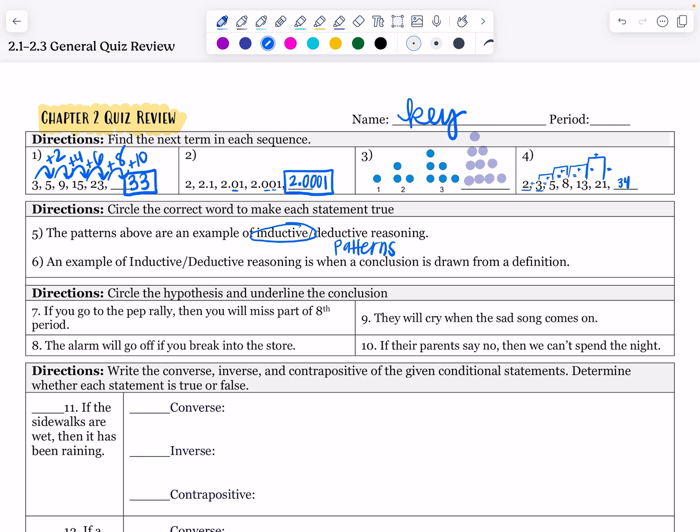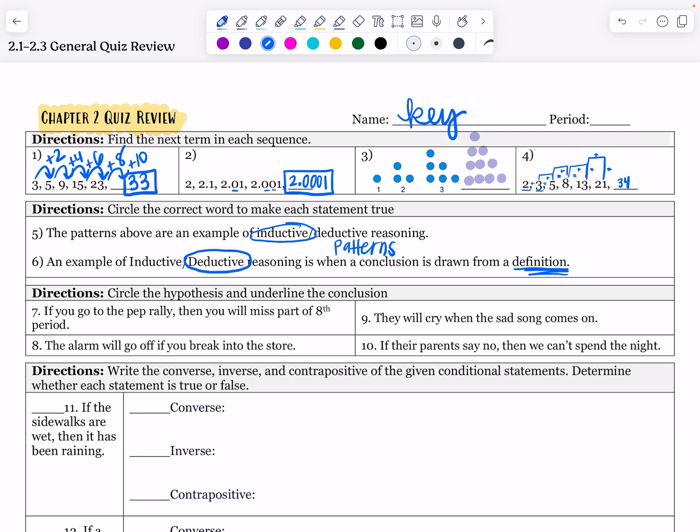Then it asks you an example on number 6. An example of inductive/deductive reasoning is when a conclusion is drawn from a definition. When it's drawn from a definition and not a pattern, that is going to be deductive. So inductive is from patterns, deductive is from definitions and facts.